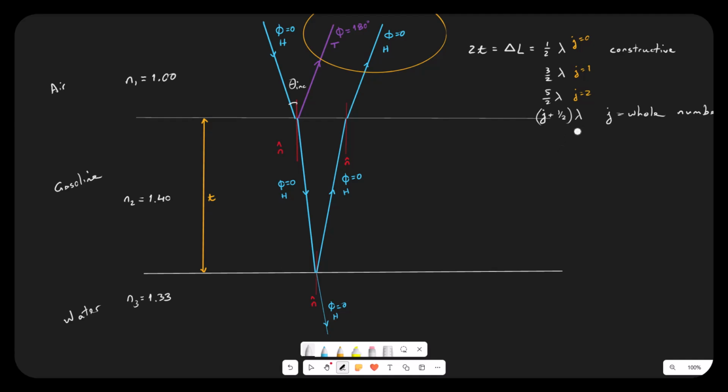There's more. What we need here, we need the wavelength in that medium. So in the film. And the wavelength in the film is the wavelength in our first medium divided by the index of refraction of the film. So it is our incident wavelength divided by the index of refraction of the film.